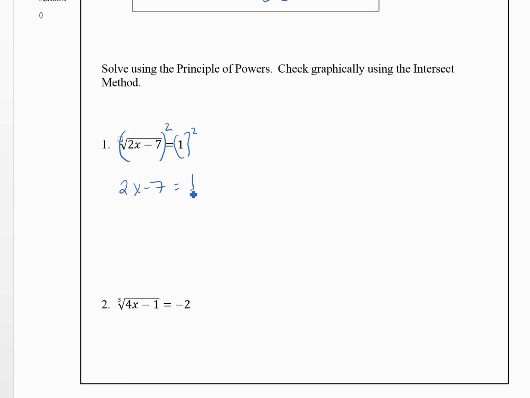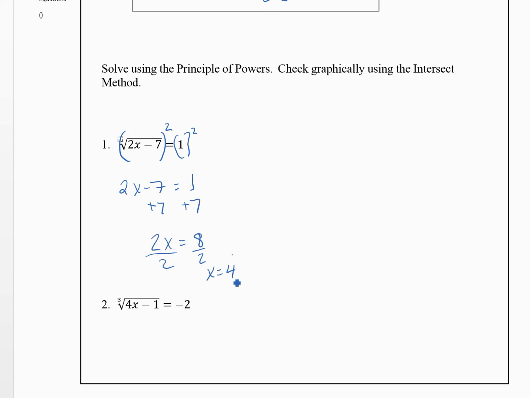Now this is a very easy thing to solve. We'll add 7 to both sides, so we'll have 2x equals 8. And we'll divide both sides by 2. So we get x equals 4.